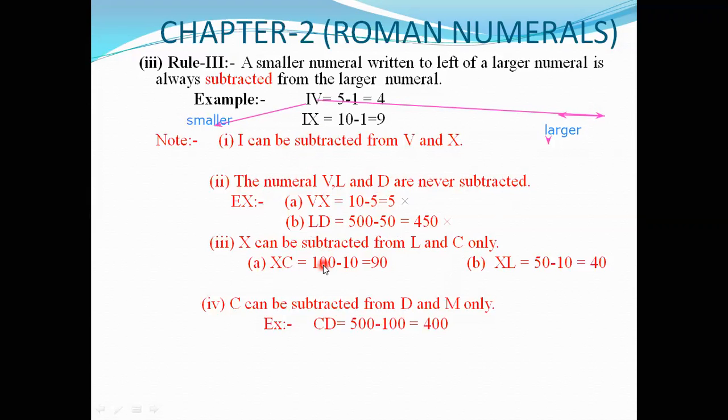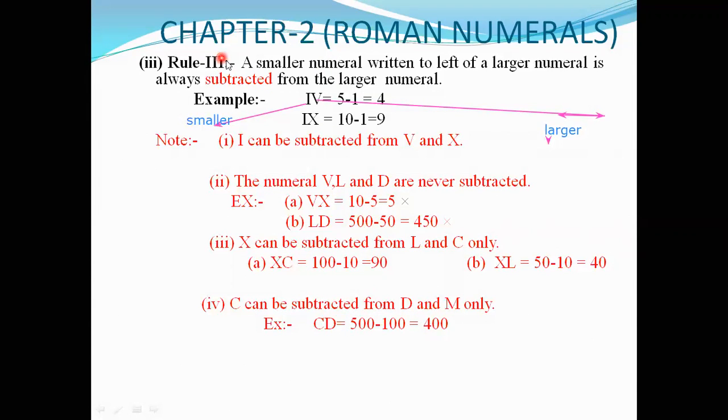We can write XC: X is the smaller, C is the larger. According to this rule, we subtract and get 90. In XL, X represents 10 and L represents 50, and L is larger than X. That means 50 minus 10 is equal to 40. C can be subtracted from D and M only. D is the larger, C is the smaller. That is 500 minus 100 is equal to 400.